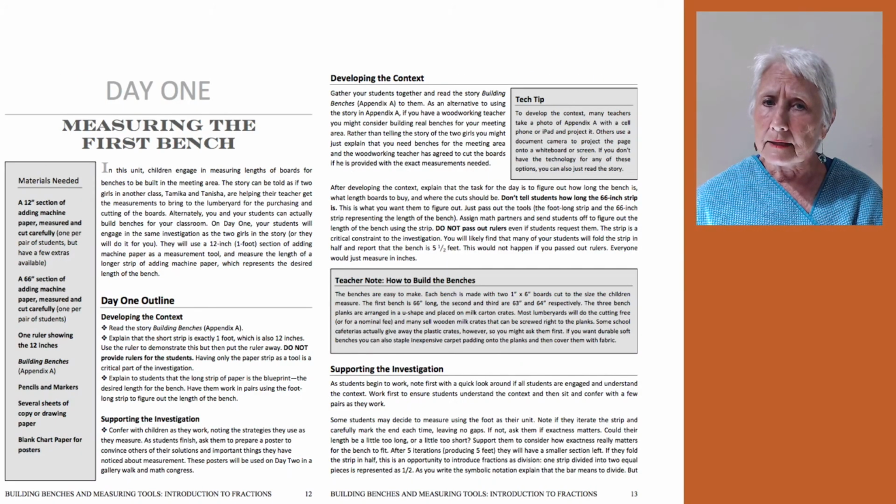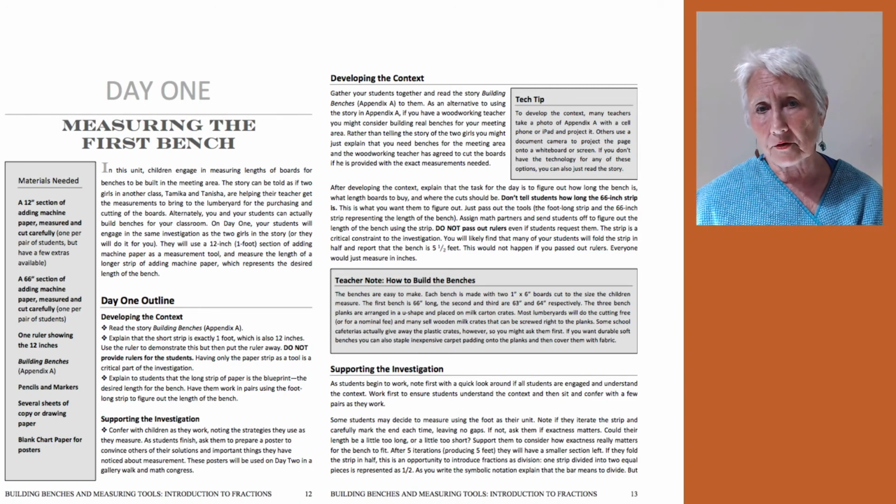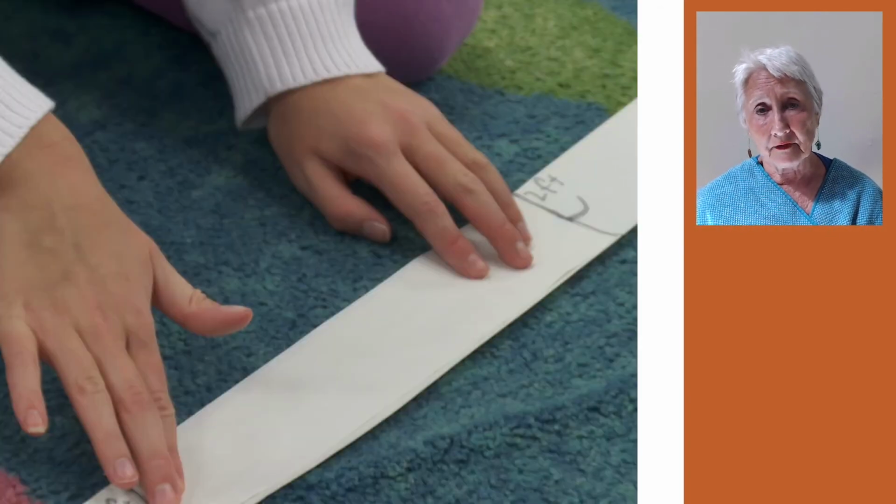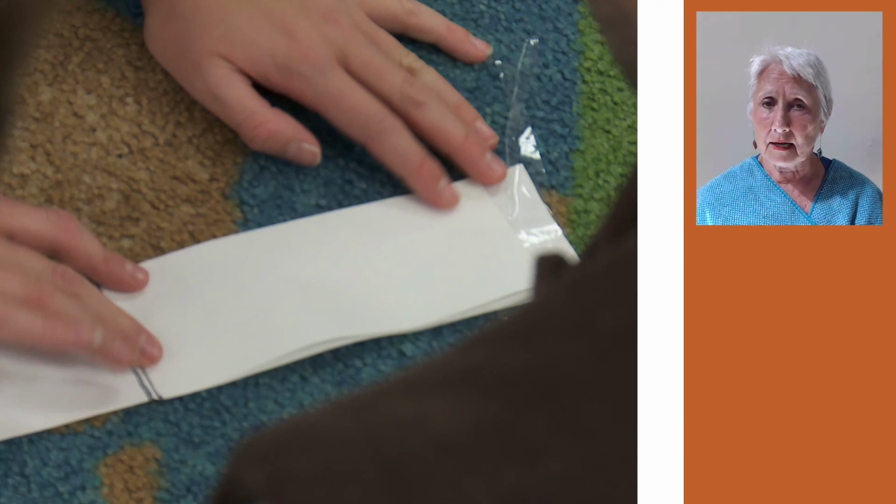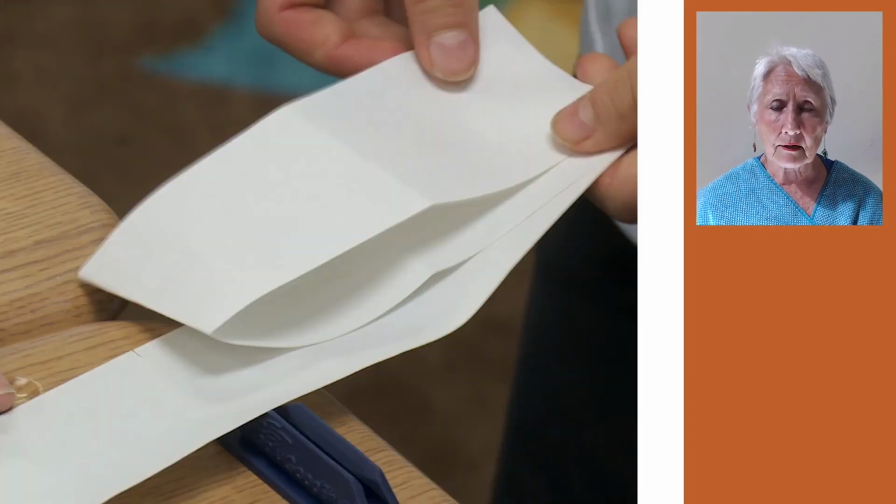The unit begins with children measuring for the first bench. The first bench is actually 5.5 feet. So the tool that children are given is a strip, and the strip is 1 foot, and they can iterate that 5 times along the strip that is the length of how long the bench will be. But the piece that's left is not enough, and that it's shorter than the foot. And so children usually work out ways to fold the paper and discover that it's actually 5.5 feet.